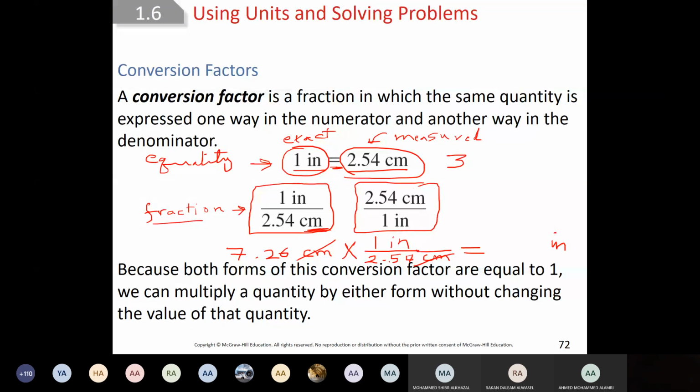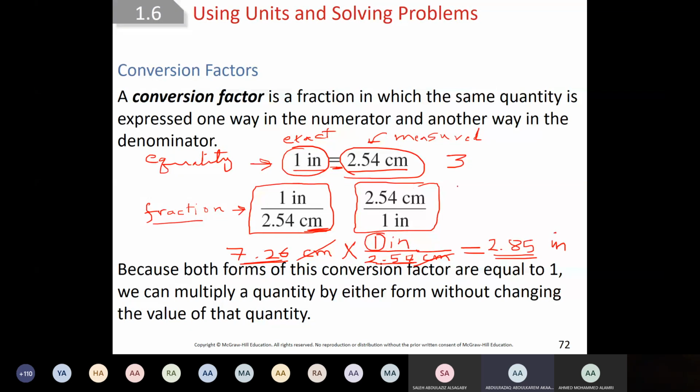Go ahead, do it in your calculator. 7.26 centimeter, change it to inch. What's the answer? 2.85. And that's the answer. Is this clear? Now, how many significant figures should I have in my answer? Only 3. Why? Because there are 3 here and 3 here. How many significant figures do you have here? None. Exact number. Is this clear?